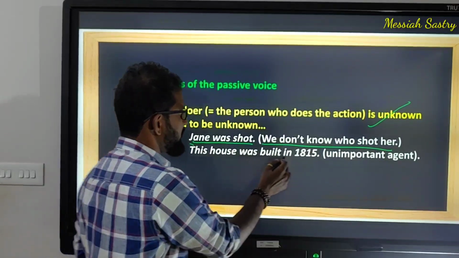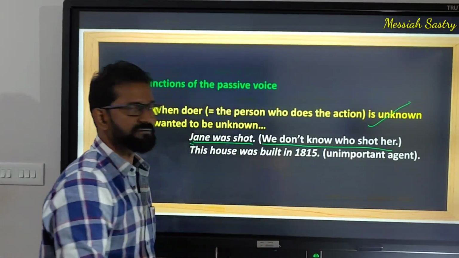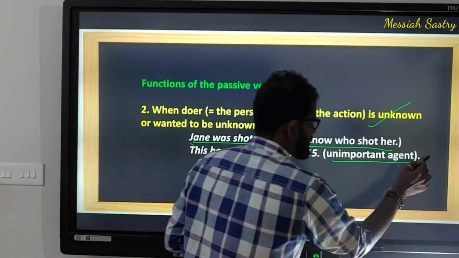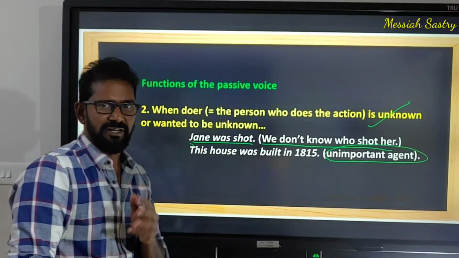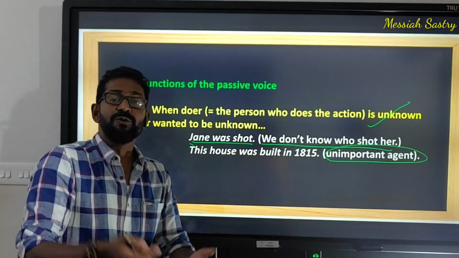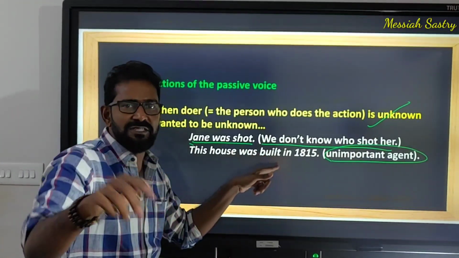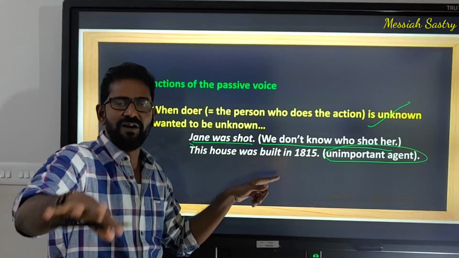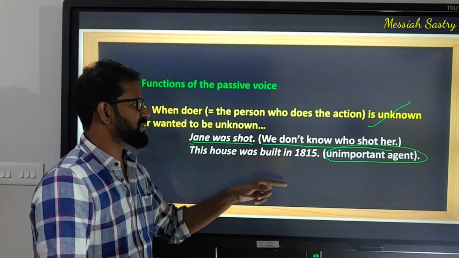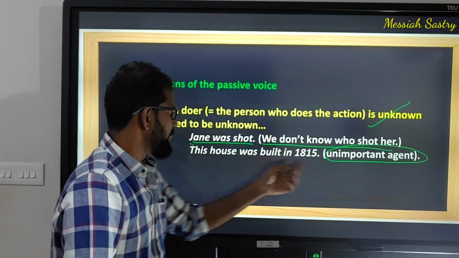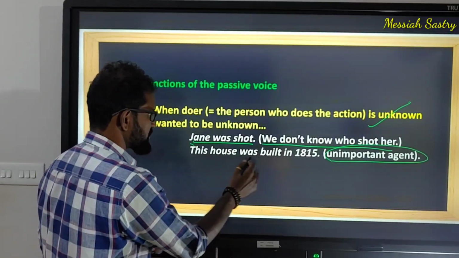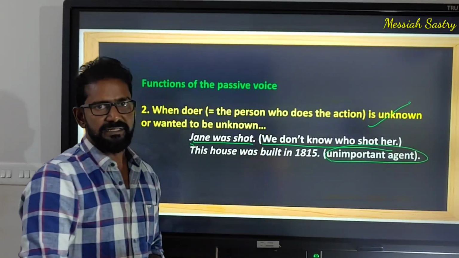Look at the other one. This house was built in 1815. The doer is not important, because the important thing here is the house. So who built the house is not important. We are talking about the house, and you don't want to mention the doer, and you consider it is not important. Then we are supposed to use passive voice. This house was built in 1815.